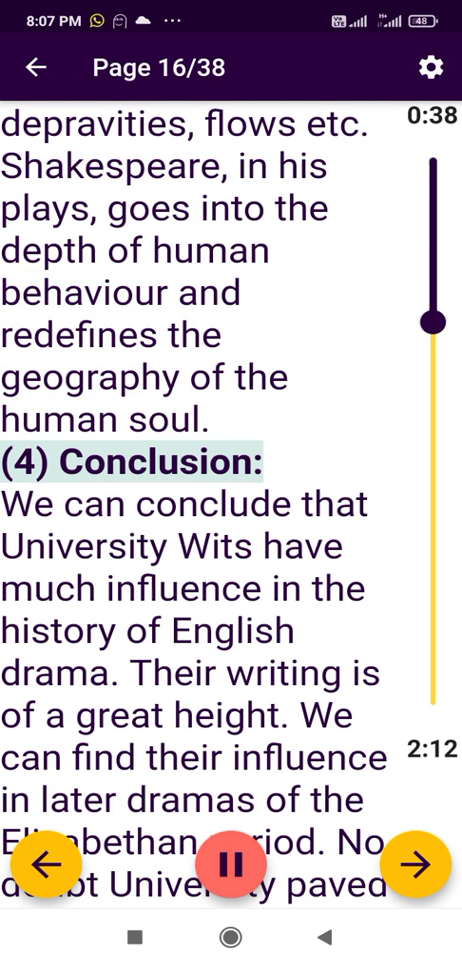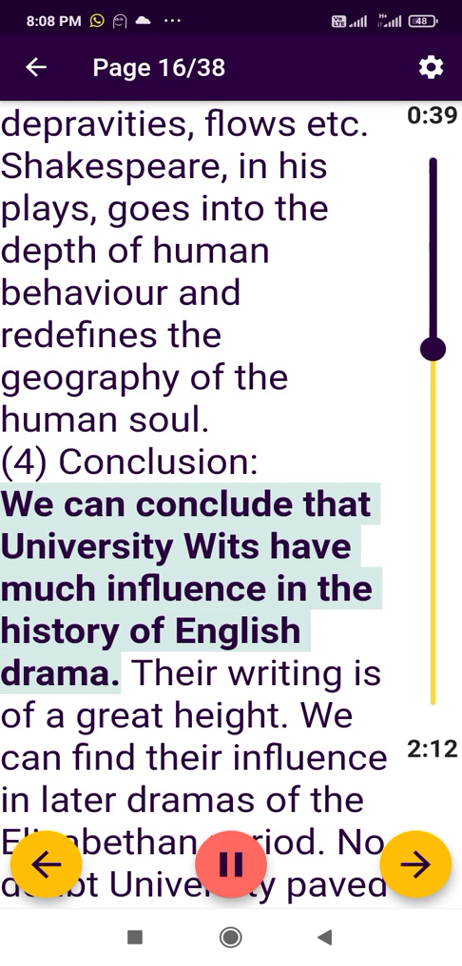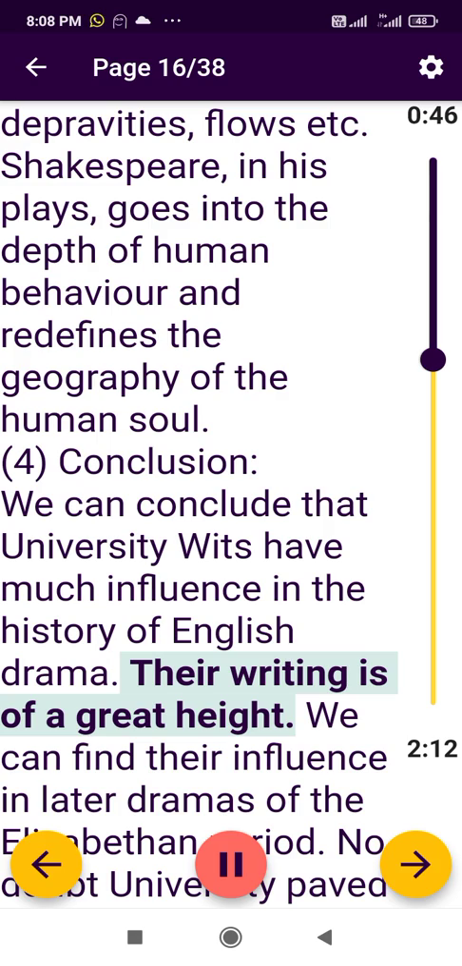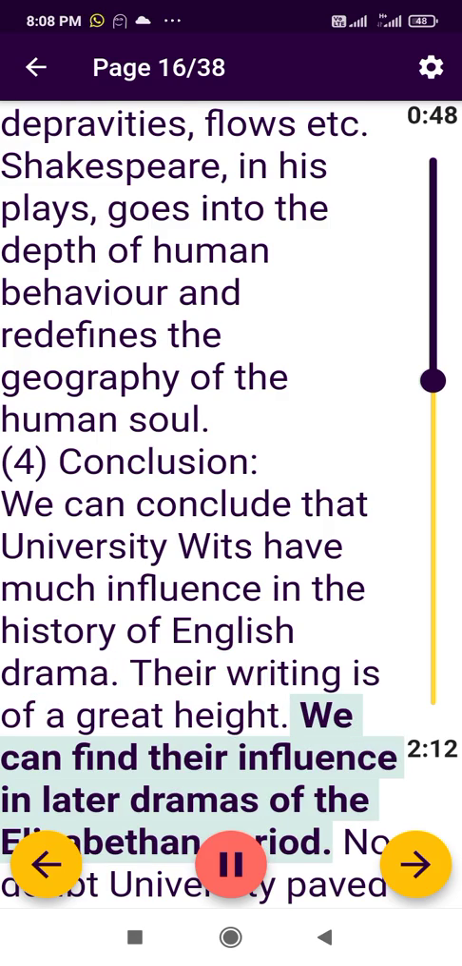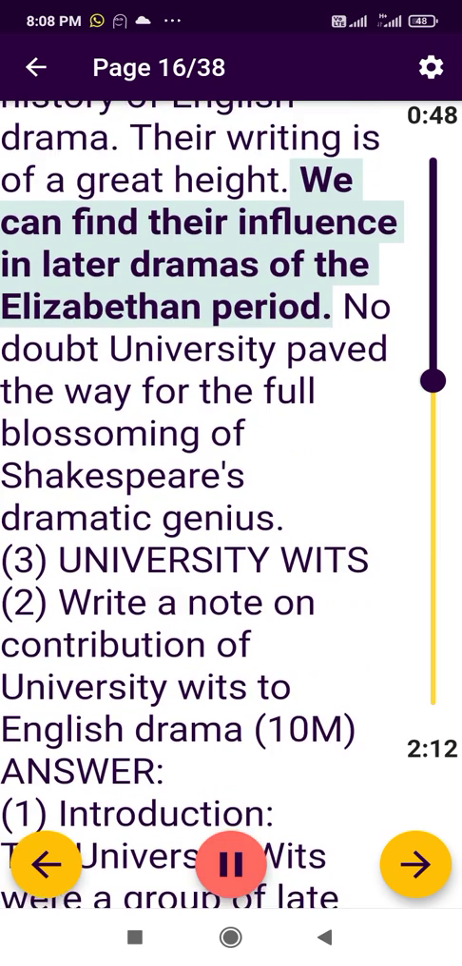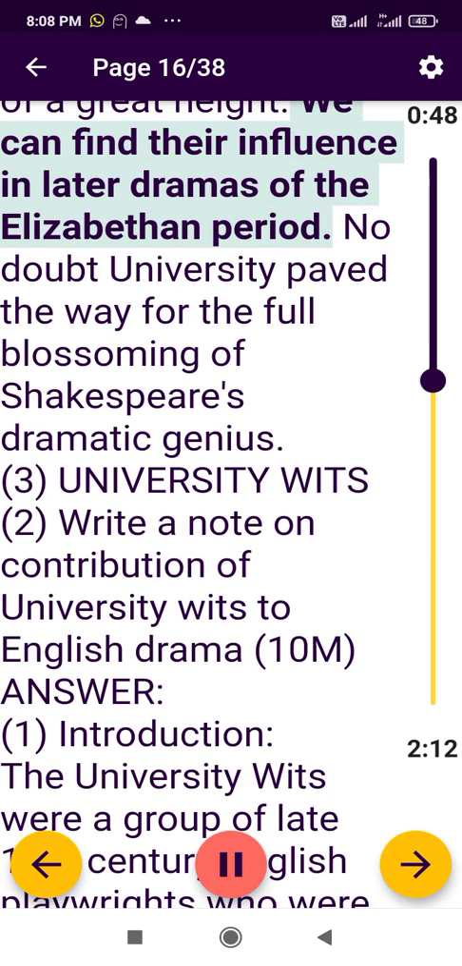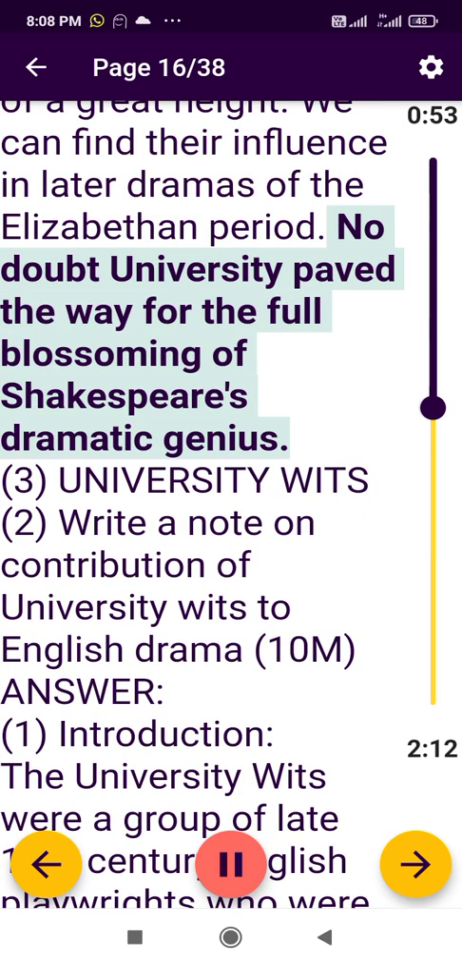4. Conclusion. We can conclude that university wits have much influence in the history of English drama. Their writing is of a great height. We can find their influence in later dramas of the Elizabethan period. No doubt university wits paved the way for the full blossoming of Shakespeare's dramatic genius.